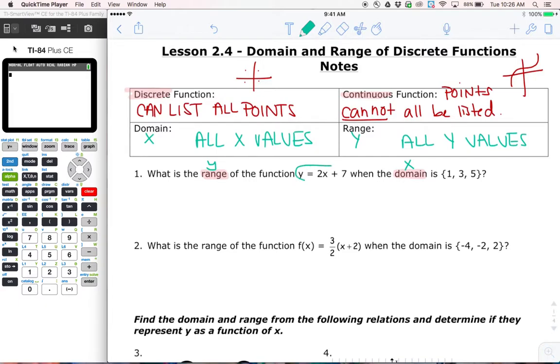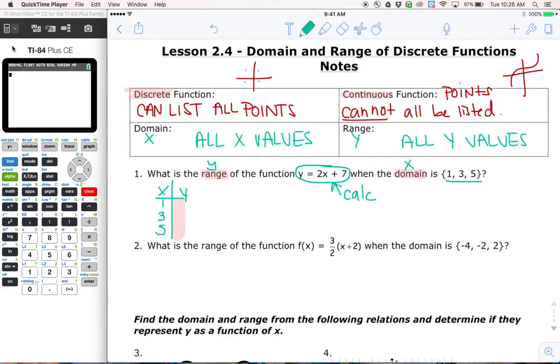So you're given this equation. You're given these x values. I'm going to make a table here. My x values are 1 and 3 and 5. And remember, I know they're x values because it said domain. All right, we need to find the range. We need to find these y values. I'm going to do this by using my calculator. I'm going to put this in my calculator.